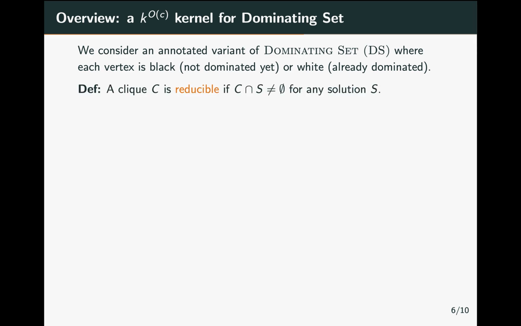So our reduction rule is going to deal with some cliques that satisfy a certain property. Let me say that a clique C is reducible if for any solution, any dominating set S of size k, the intersection of C and S is non-empty. Such a clique is useful because we can actually reduce it. That's why I call it reducible. Okay, how can it be reduced?